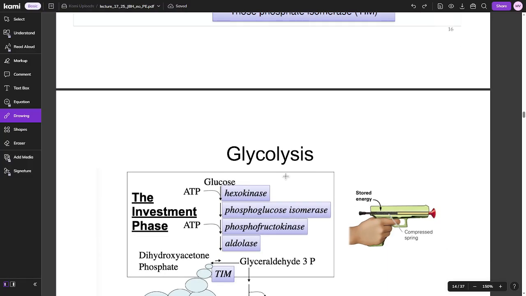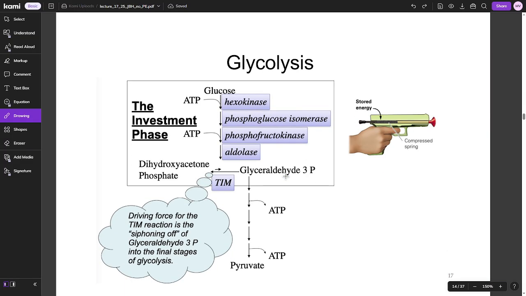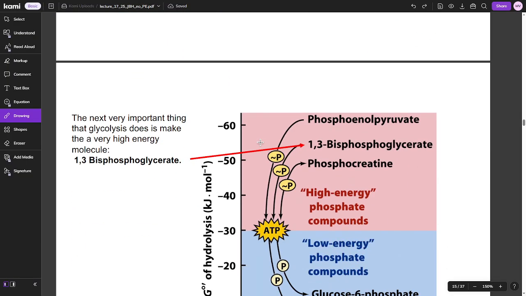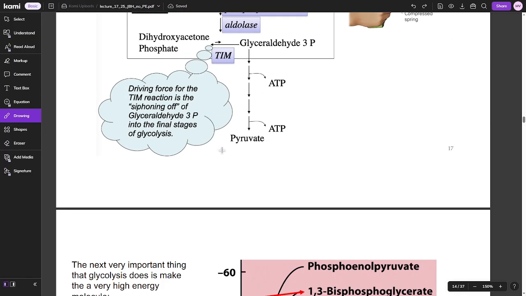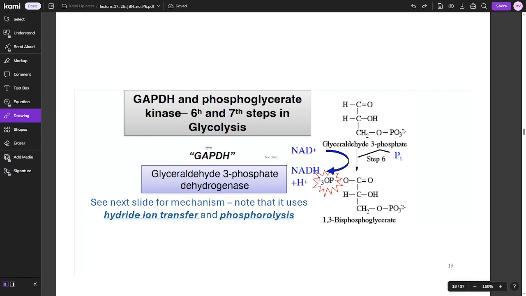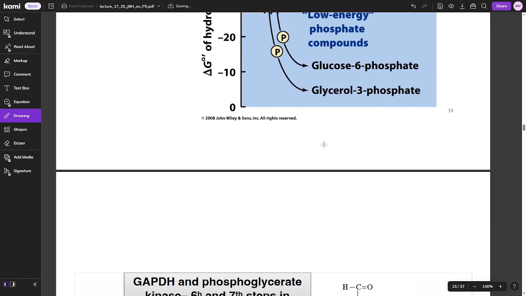They actually consider the next part to be part of the payoff phase, it looks like. So we're pretty much done with the investment phase. Step 6 is interesting because step 6 makes this very high energy intermediate, 1,3-bisphosphoglycerate. This is a pretty positive delta G value.